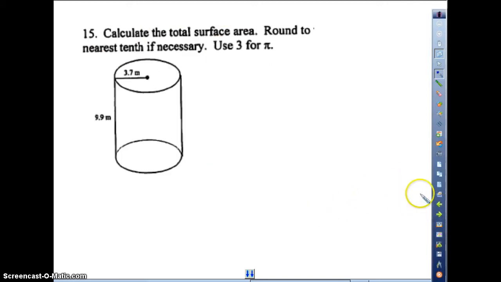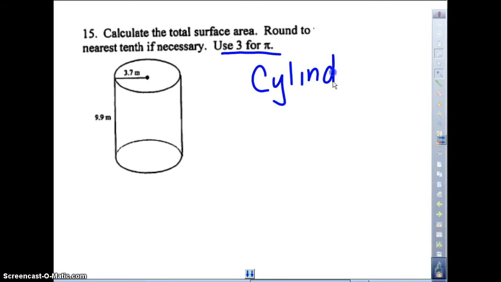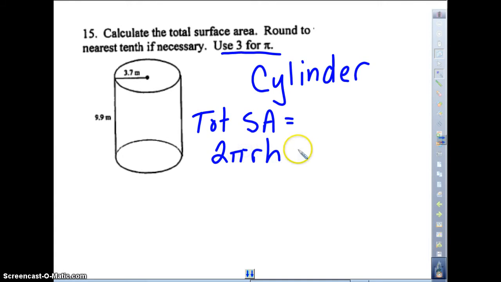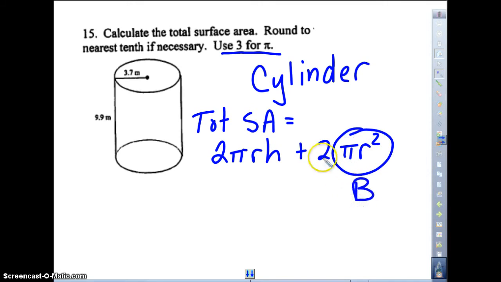Let's go on. It says, calculate the total surface area, round to the nearest tenth if necessary. Use 3 for pi. Name the shape. If you can't name the shape, how can you possibly get the right formula off the formula chart? Okay, they want total surface area. So I'm going to look at my formula chart, and I find a formula that says what? 2 pi rh, that's your lateral surface area, plus what? 2 pi radius squared. This piece right here is the area of the base, so 2 times the base, and we'll have total surface area.